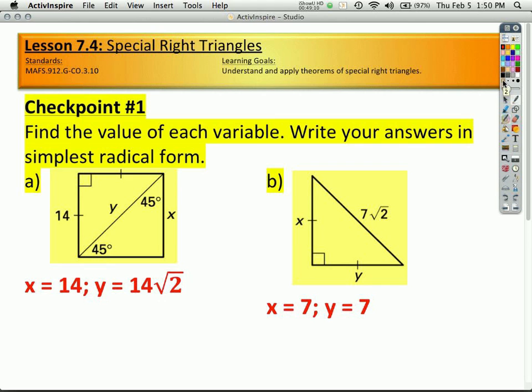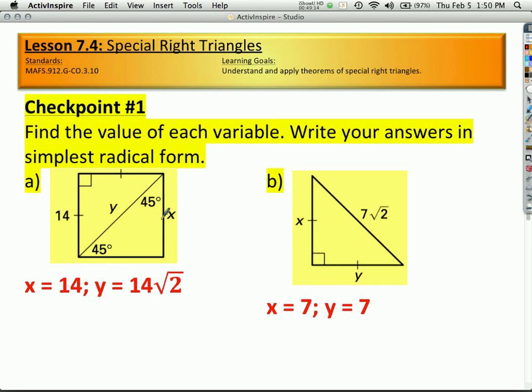Could someone tell us why x is 14? Why is x 14? Zimar? Isosceles triangle and the hypotenuse has the same value as the other triangle. Mm-hmm. So it's the same thing as the legs on the other triangle. Okay, I see what you're saying.